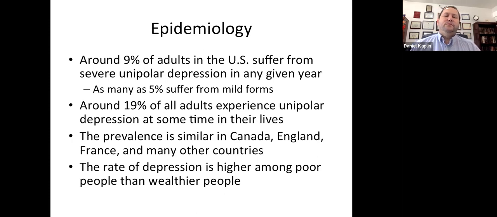Now, across the lifespan, it's about 19% of adults will experience at least one bout of depression in a clinical sense. And if we were to compare the United States relative to other countries, the prevalence is fairly consistent.